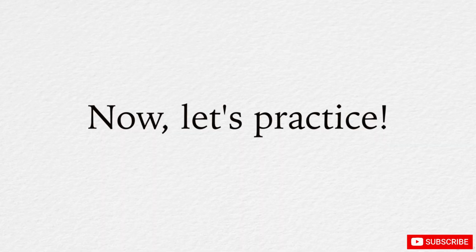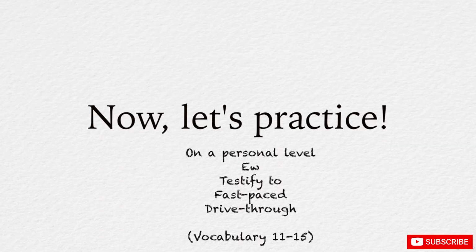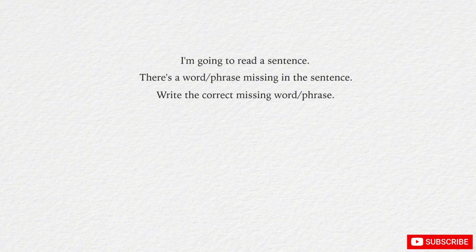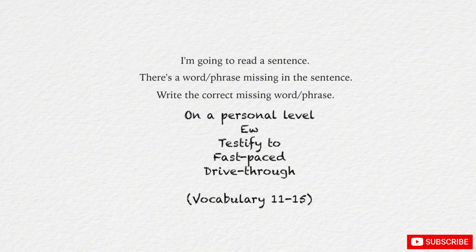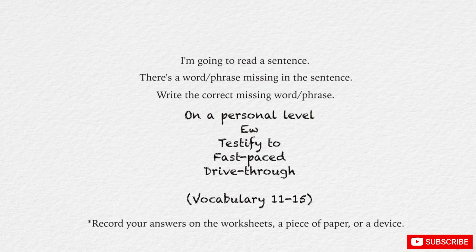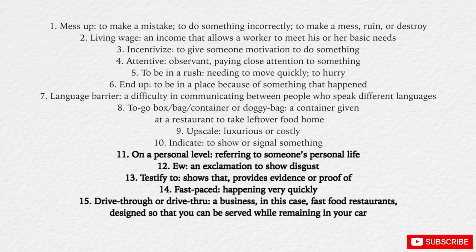Now let's practice using the vocabulary we talked about earlier. I'm going to read a sentence. There's a word missing in the sentence. Write the correct missing word using the vocabulary words from earlier. To record your answers, use the worksheets, a piece of paper, or a device. Feel free to use the vocabulary list provided for you. And of course, pause the video if you need to.